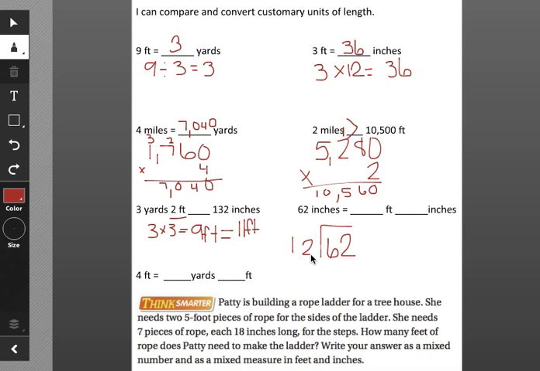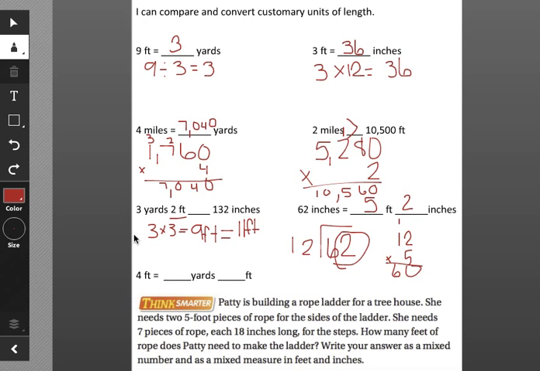So I need to figure out how many times 12 can go into 62 evenly. So let me go ahead and try 5. So 5 times 2 is 10, carry my 1. 5 times 1 is 5, plus 1 is 6. That's pretty close. So 5 times. So I know that I'm going to get 5 whole feet. And I know that I have 2 inches left over. So 62 inches is 5 feet 2 inches.